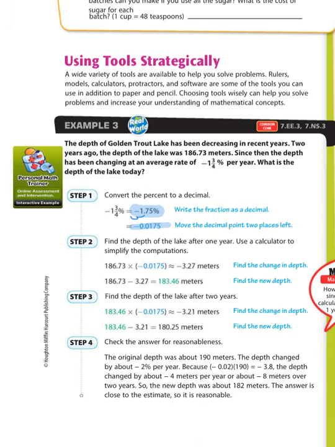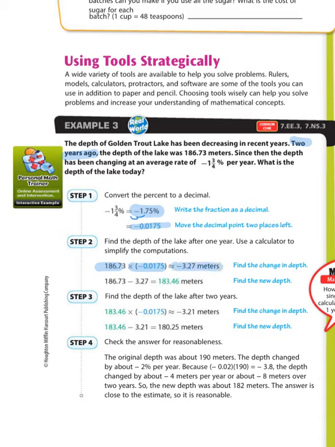Now this happened 2 years ago, it says. So while we could just multiply that by 2, it's going to be easiest to find the change 1 year later and then repeat the operations we did to find it 2 years later. So next we're going to find the depth of the lake after 1 year. You can use a calculator. You don't need to multiply all these decimals in your head, but we're going to take the depth that it started at and then multiply it by the change. Again, this is the change, not the depth.